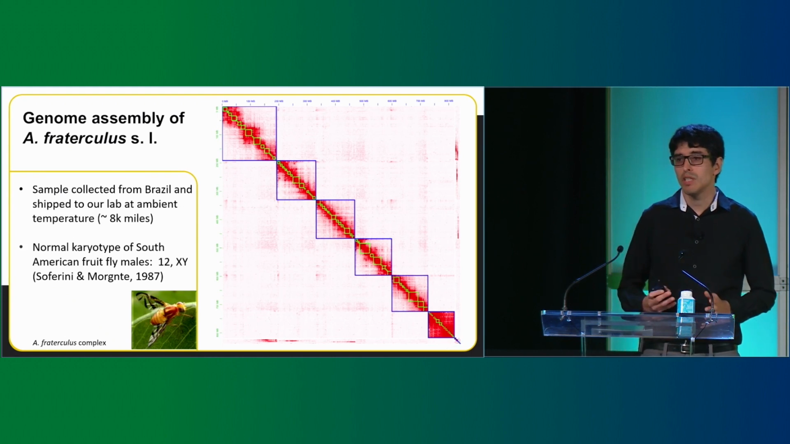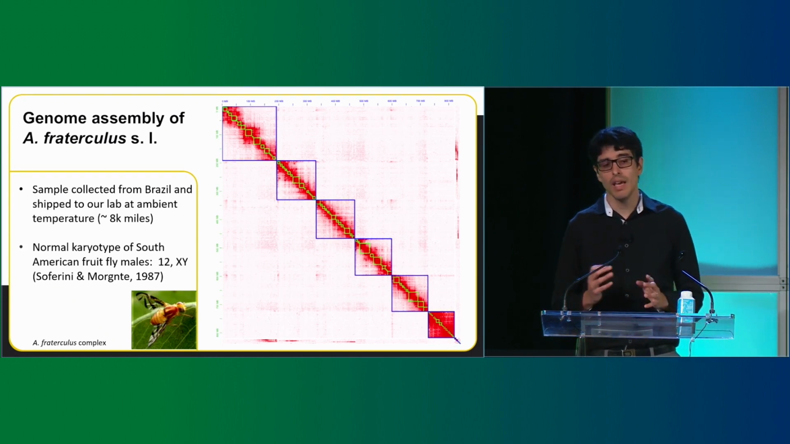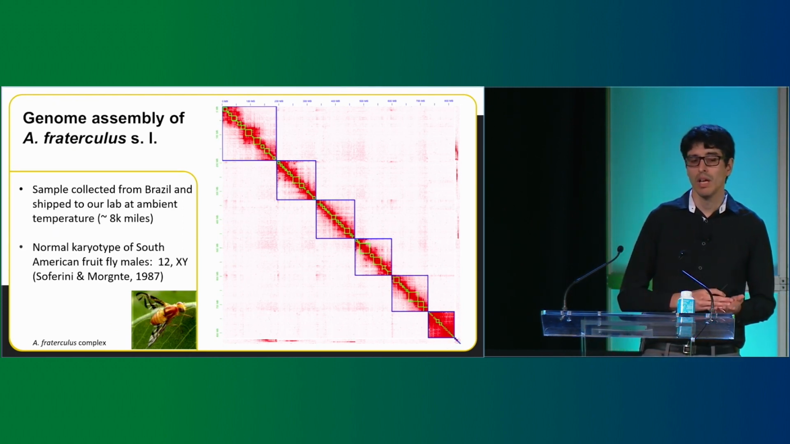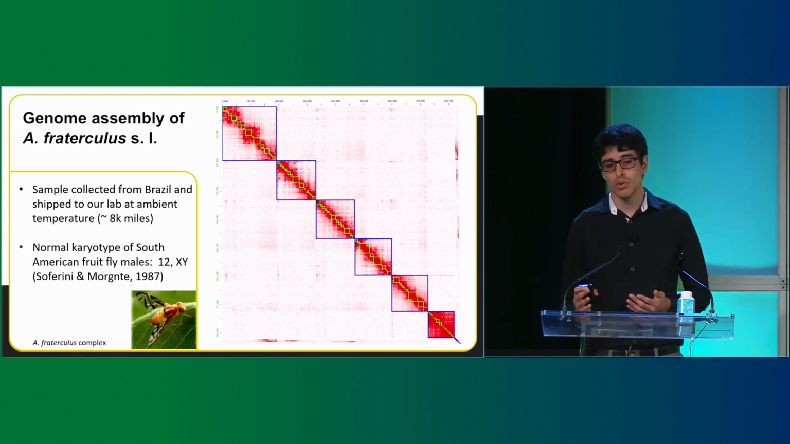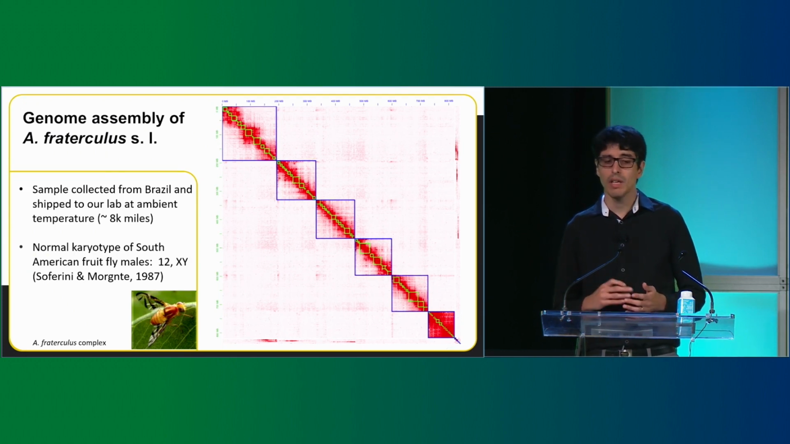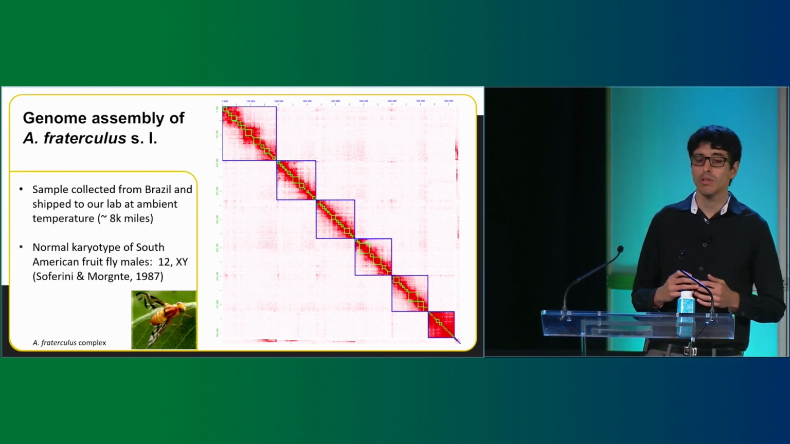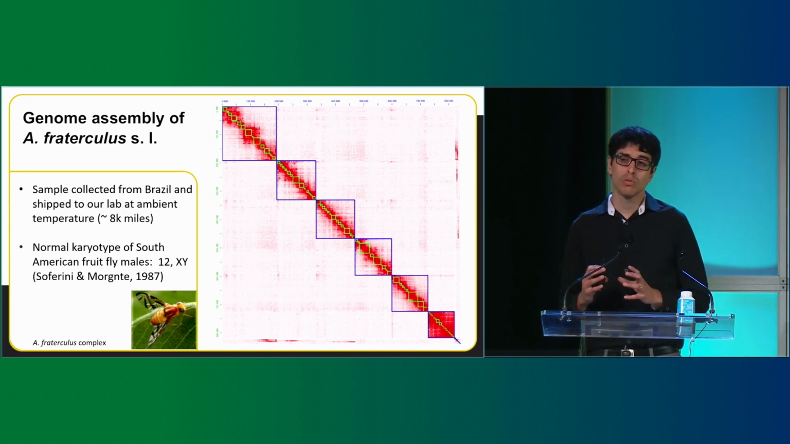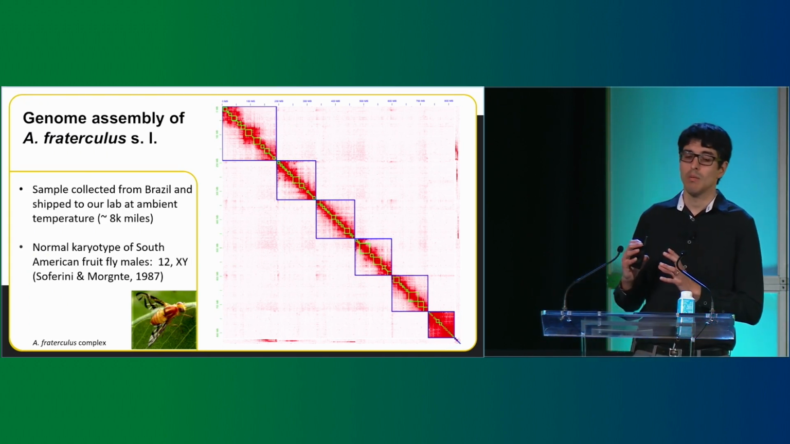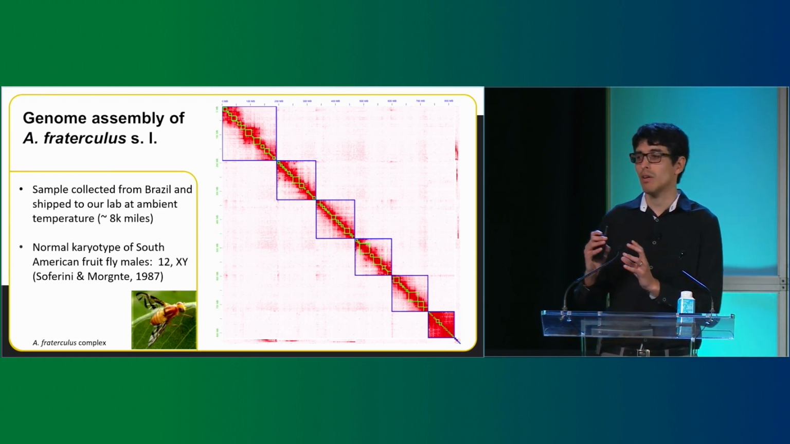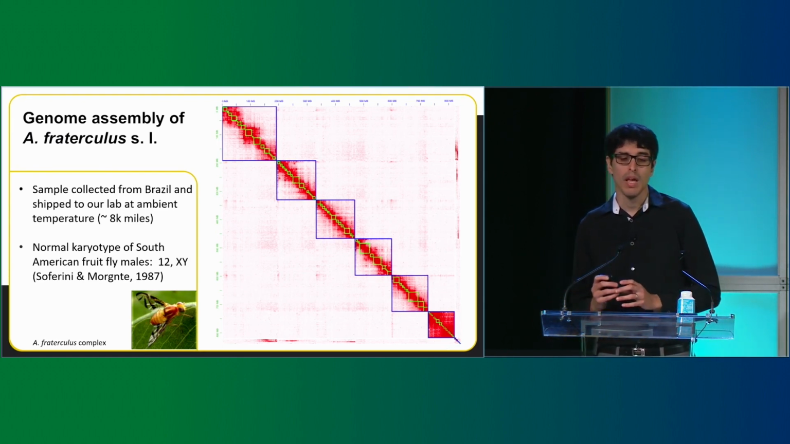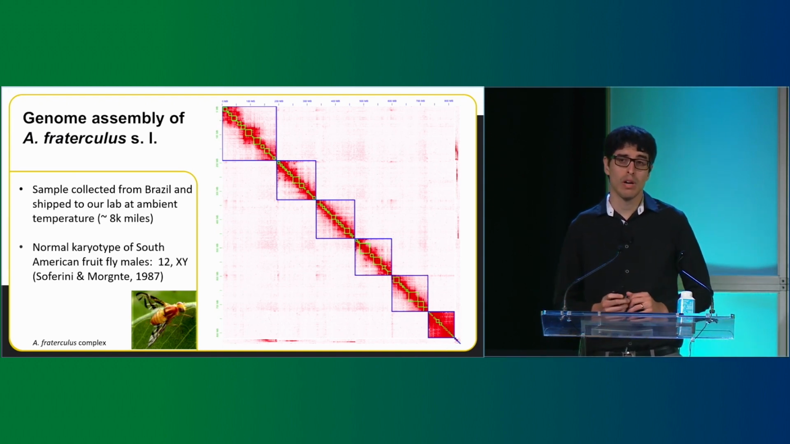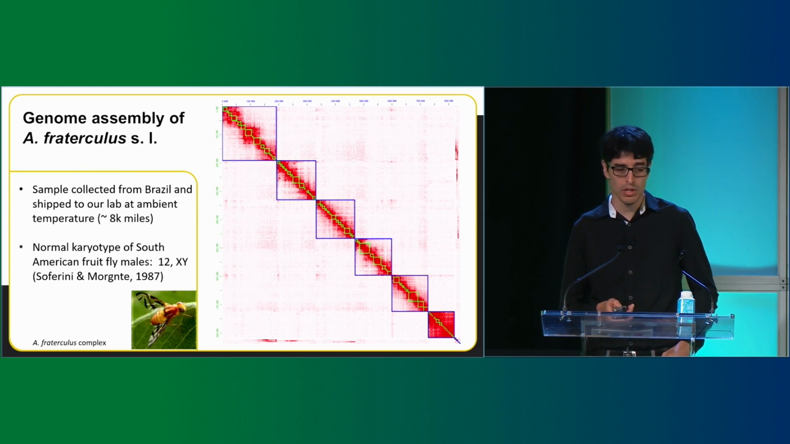But not all species can be modeled. So in this case, we use other samples shipped from Brazil in ambient temperature. And even though this assembly is not as contiguous as the other one, we were able to place all the contigs in the chromosomes. And this is an assembly that we can use as a reference for population genomics.